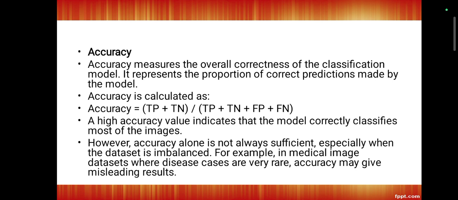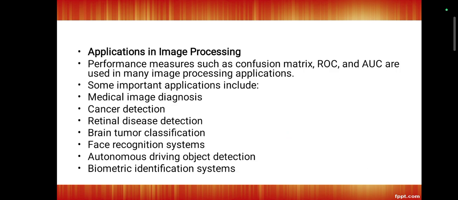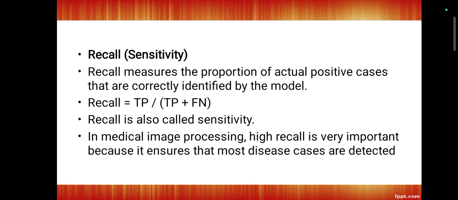Accuracy. Accuracy means the overall correctness of the classification model. It represents the proportion of correct predictions made by the model. Applications: the performance measures such as confusion matrix, ROC, receiver operating characteristic, and AUC are used in many image processing applications. Some important applications include medical image diagnosis, cancer detection, retinal disease detection, brain tumor classification, face recognition systems, and autonomous driving object detection, etc. Biometric identification systems also use them.